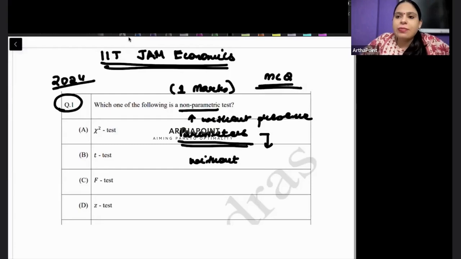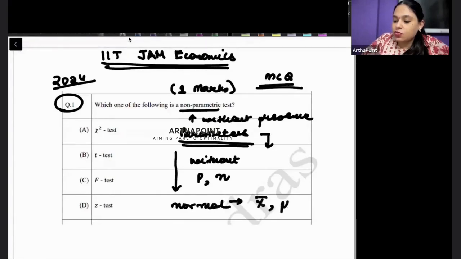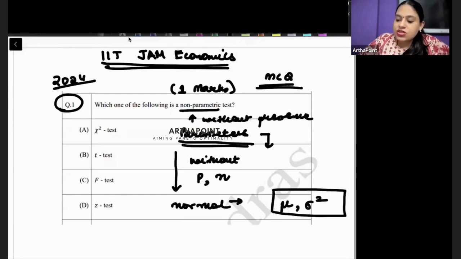Just like we have studied in binomial na कि we need p, we need n. We have studied in normal distribution that we need x bar, we need mu, we need sigma square. So we have studied these things, isn't it? So it is asking which of the following is a non-parametric test, a test which can be performed without the presence of parameters. Okay, A. Good. That is the correct answer.